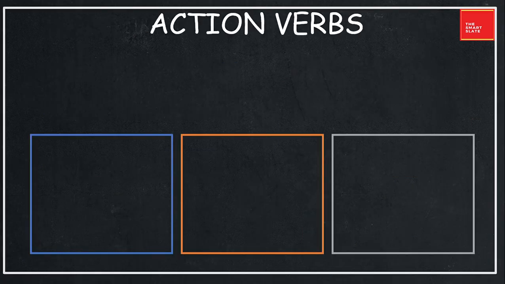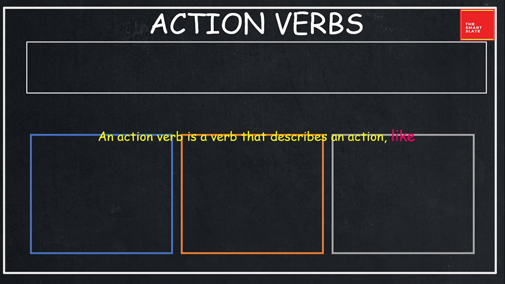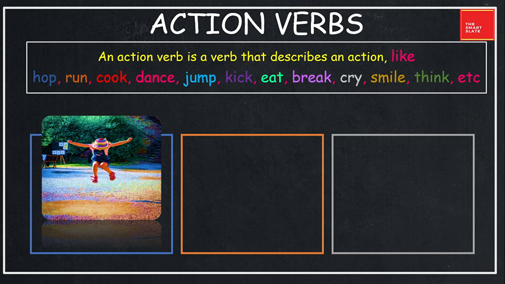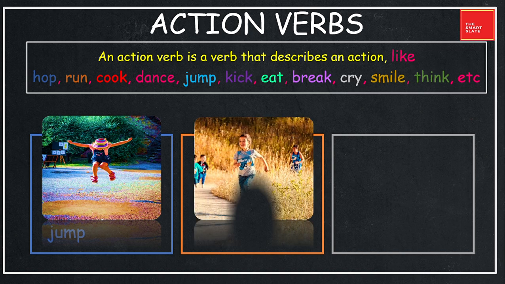Now we'll understand action verbs. Action verbs are the easiest of all because it is a word that describes your action, like hop, run, cook, dance, jump, kick, eat, break, cry, smile, think. Here in the picture you can guess the verb. So here we can see that a girl is jumping. So jump is your action verb.